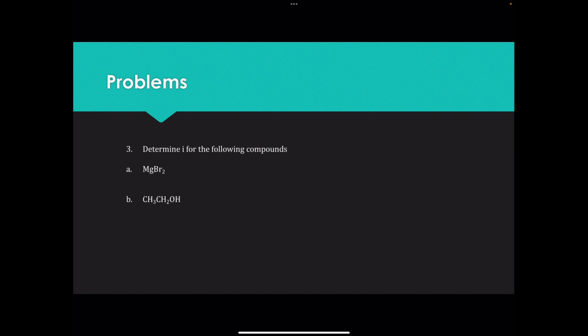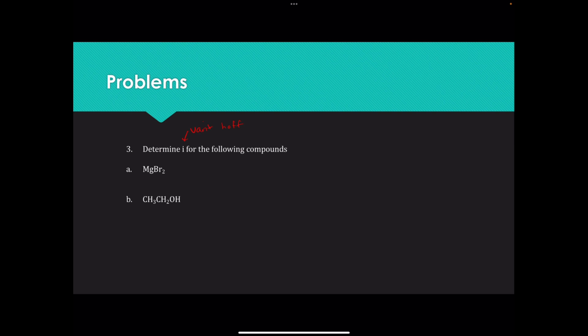Now, our next problem is we're looking at our i values. Remember, i is that Van't Hoff factor. And that Van't Hoff factor plays an important role in the impact that the solute has on each of these properties. So we've got to determine, is our substance an electrolyte versus a non-electrolyte? And that goes back to things we reviewed earlier. What types of bonds do we have? Is this molecular or is it ionic?